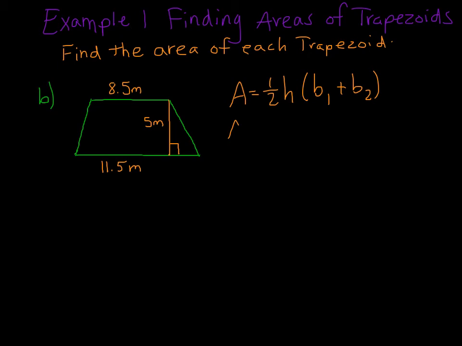Our next A, you're going to fill in those blanks. So our height is, get my pointer, the 5 meters times our base 1, which is always the top one, so it's 8.5 meters, plus our base 2, which is our bottom base, happens to be 11.5 meters. And then our next A, we leave our 1/2, we start doing a little bit of solving. The first thing that we solve is in our parentheses our addition.